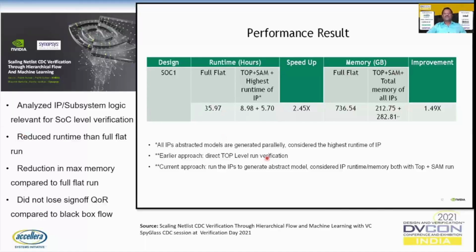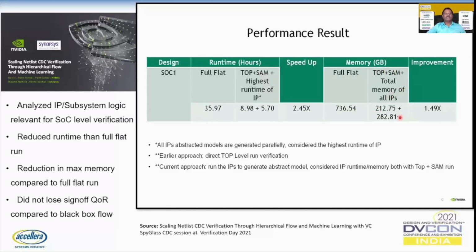For this particular SoC, as highlighted in the earlier slide, the flat flow runtime was 36 hours, while the runtime for SAM-based flow at top level, including highest runtime for one of the big IP, was around 14.5 hours only. This clearly shows performance gain of around 2.5 times. At the same time, the memory consumption at SoC level run reduced to 212 GB from earlier 735 GB.